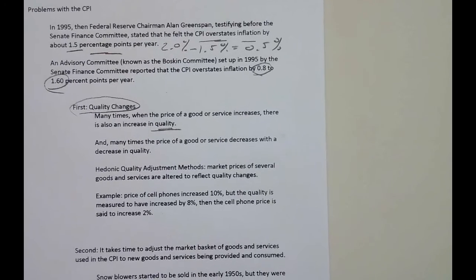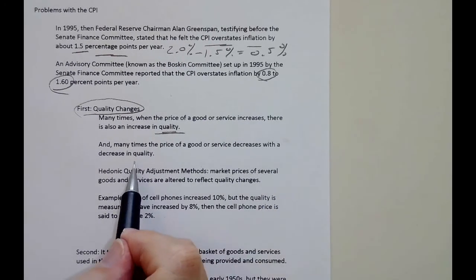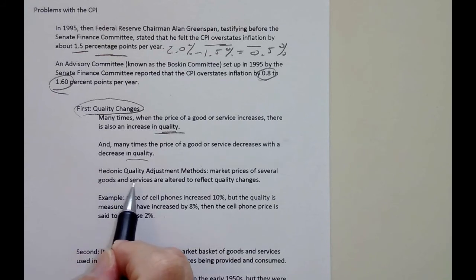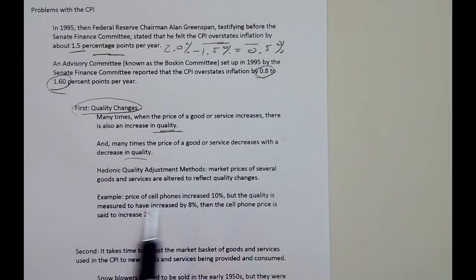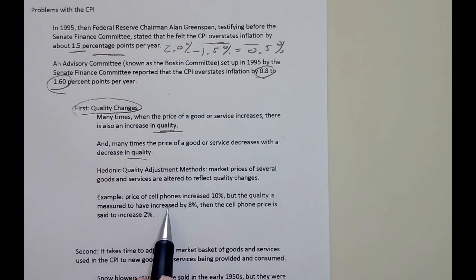So many times the price of a good or service decreases with a decrease in quality as well. This is known as hedonic quality adjustment methods. Market prices of several goods and services are altered to reflect quality changes. For example, if the price of a cell phone increased, say, 10%, but the quality is measured to have increased by 8%, then the cell phone price is said to increase by maybe 2%, which is a good way of doing that.